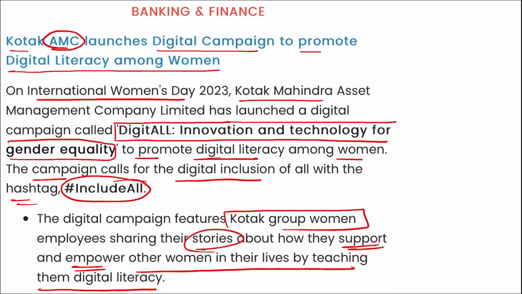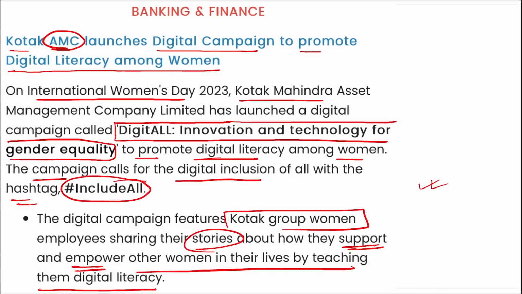So a simple question, friends. What is the name of the digital campaign that was launched by Kotak AMC to promote digital literacy among women? It will be DigitAll. And for the campaign, a hashtag was also launched. What is the hashtag? It is hashtag IncludeAll.